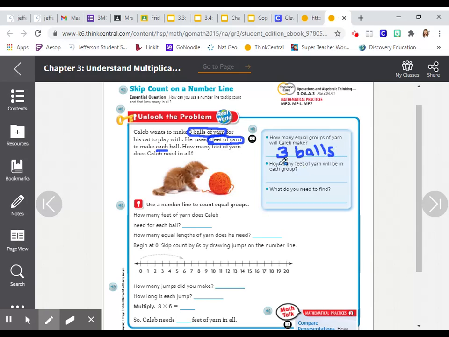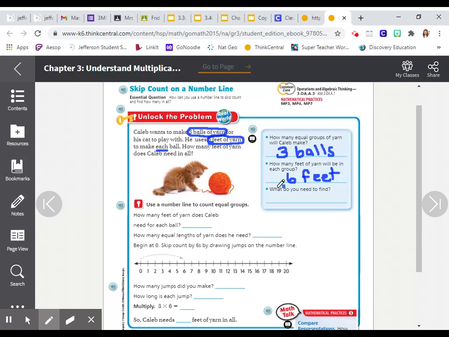The next question asks, how many feet of yarn will be in each group? Each group is the ball of yarn, and there's 6 feet of yarn needed to make each ball. So he's using 6 feet of yarn in each ball. Okay, so that's the important information that we need from the word problem.